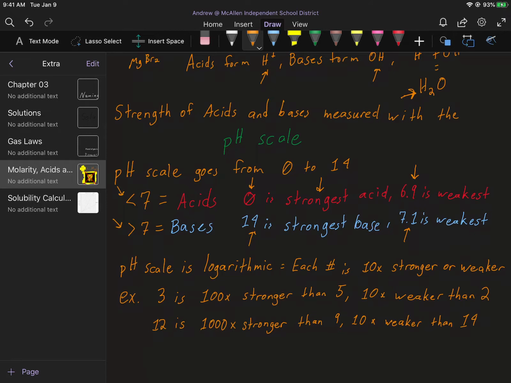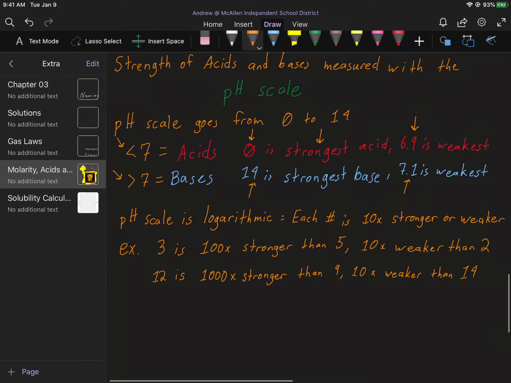And then the final thing you need to know is that the pH scale is logarithmic. Logarithmic is probably a new word that you haven't heard of before, but logarithmic means that each step means there's an increase of 10 times. So then we have our examples. If you have a pH of 3, you are 100 times stronger than a pH of 5. So if we have an acid that is a 3, it is 100 times more acidic than something with a pH of 5.